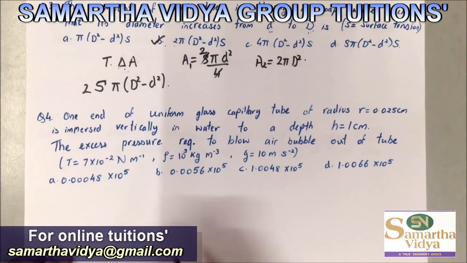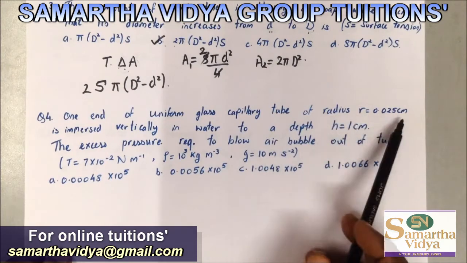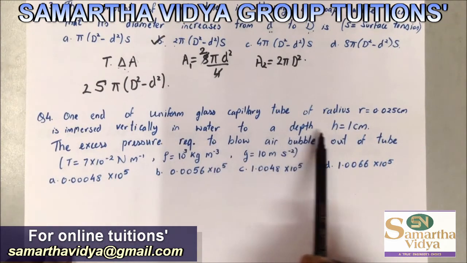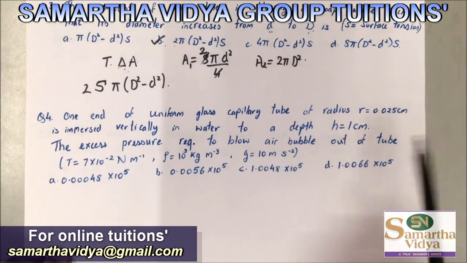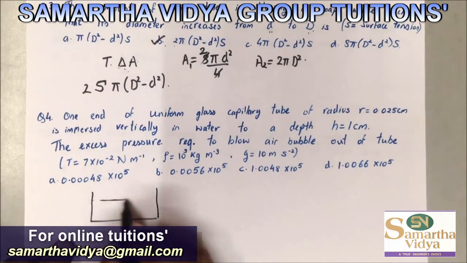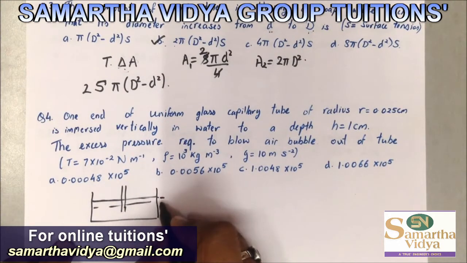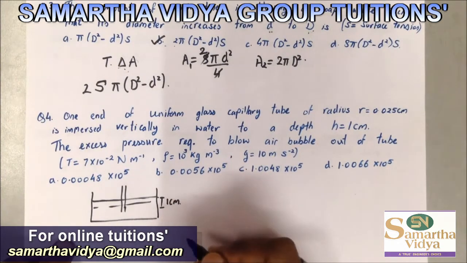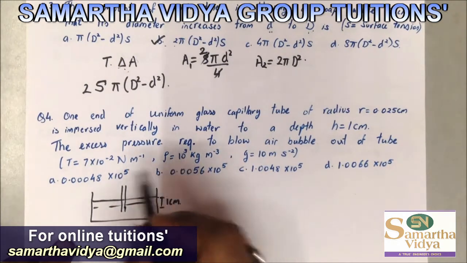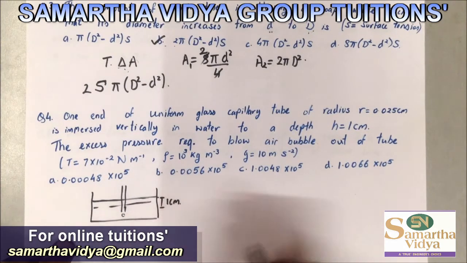Moving to the next one, it is telling us about a uniform glass capillary tube of radius this much, and it is immersed in water to a depth of h, which is 1 centimeter. So it's basically looking like this. We have a container which is containing water, and inside this we are inserting a tube. This height is given to us as 1 centimeter. So h is given as 1 centimeter. We need to find what is the extra pressure which is required if I want to release bubbles from here.